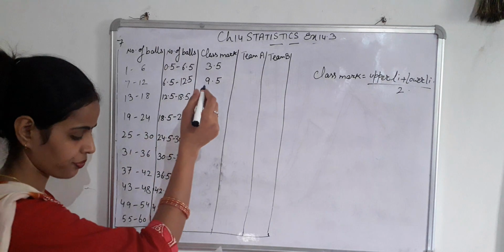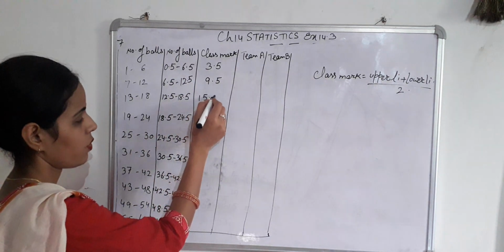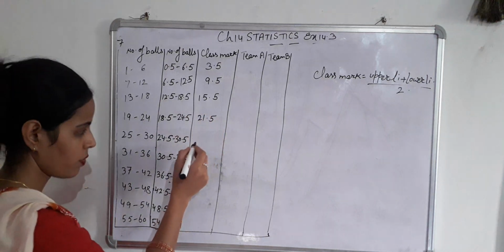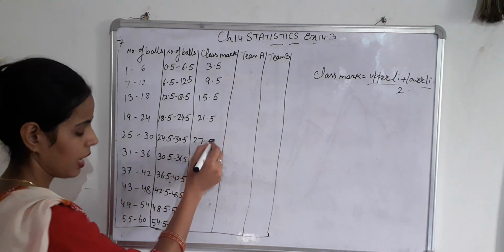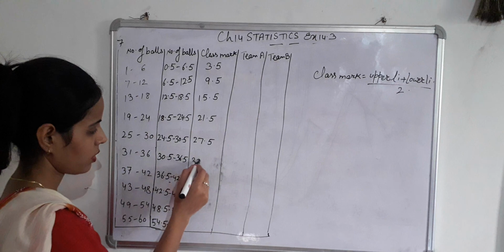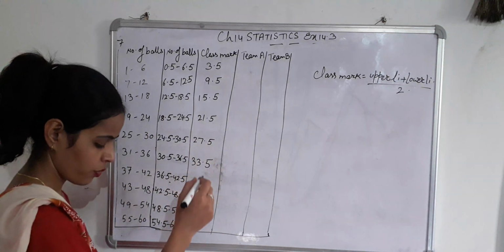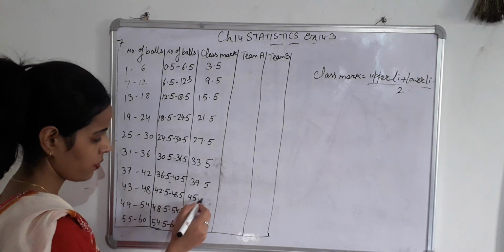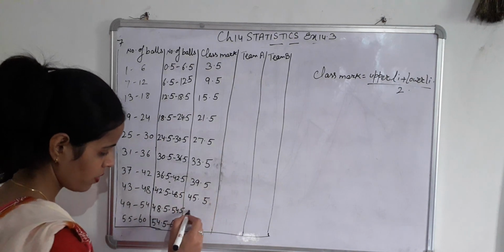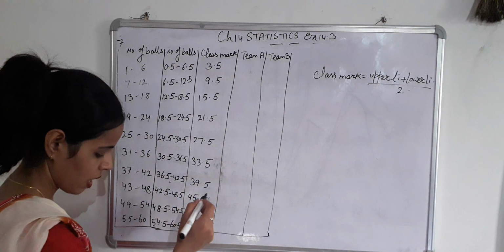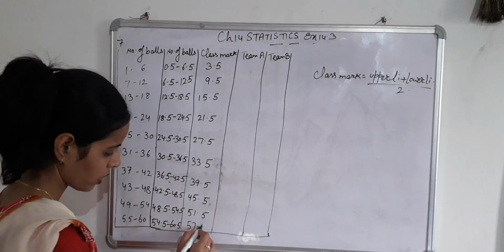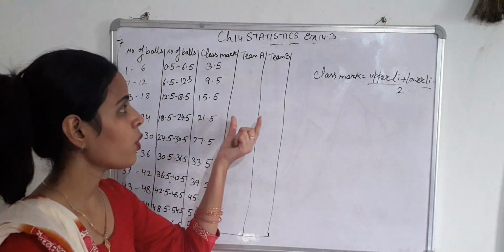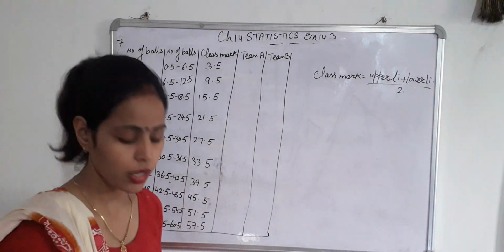9.5, 15.5, 21.5, 27.5, 33.5, 39.5, 45.5, 51.5, 57.5. Class marks and frequencies for team A and team B are given.